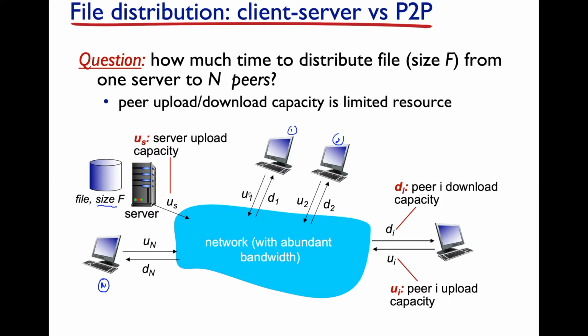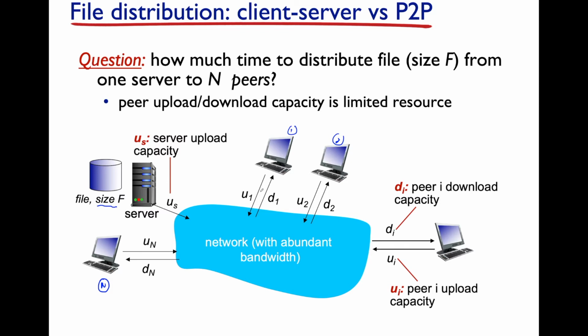We have U1 as the upload link capacity. It's the rate at which peer number 1 can upload a file into the network. Likewise, the download capacity, D1, is the rate at which peer 1 can download a file off the network. Each one of those peers has its upload capacity, U sub i, and download capacity, D sub i, respectively.